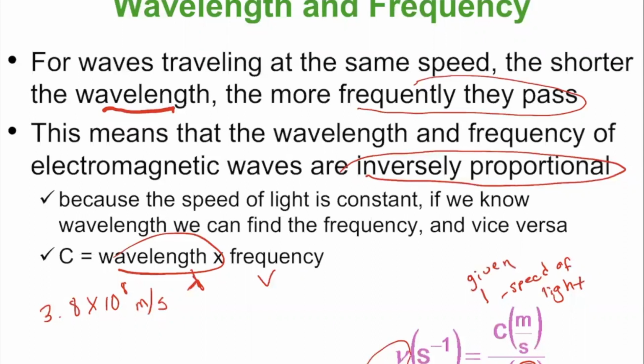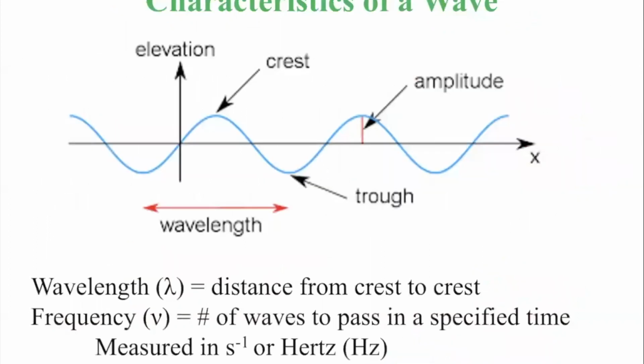We're going to know the C because that's a constant, right? So if we know C and we know wavelength, we can calculate frequency, or the other way around. Because out of those three variables, if we know two, we can solve for the third one. So in general, here are going to be the characteristics of the wave, and you want to make sure that you are familiar with them.